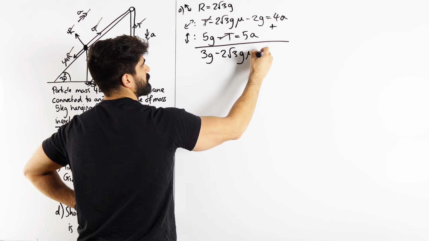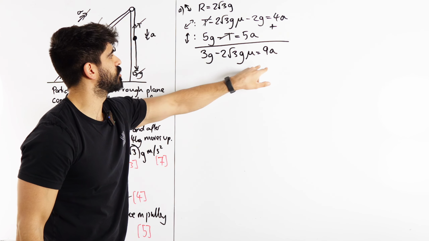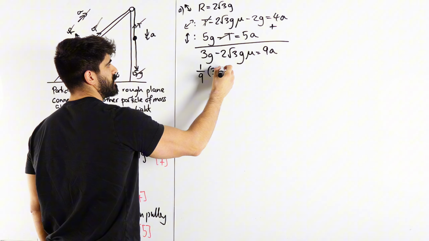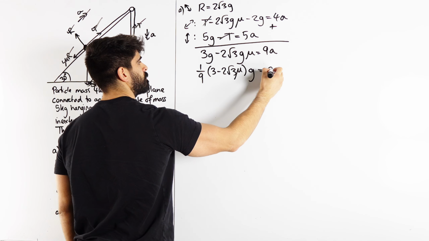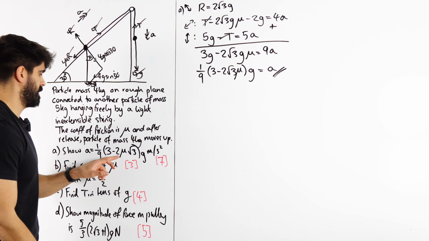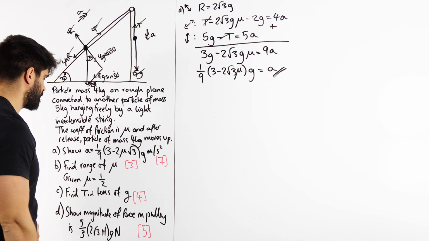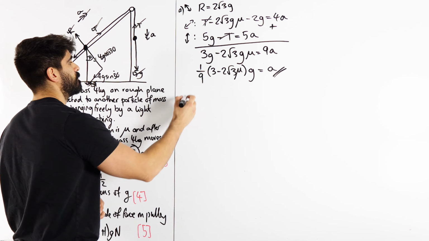is 9a. From here, we can factorize out the g and divide by 9. We get 1/9 (3 minus 2 root 3 mu) g. Take out the g, and hope it's the same. 1/9 (3 minus...), easy. 7 marks for that. Guys, mechanics is super generous.